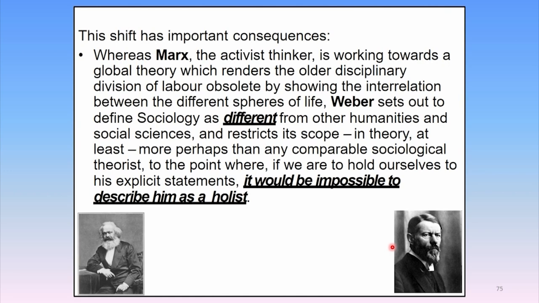If you look at Weber, he sets out to define sociology as a science that aims at interpretive understanding of social action, in order thereby to arrive at a causal explanation of its course and effects. That's why he tried to branch sociology out from other disciplines within humanities and social sciences, and thereby attempted to restrict the scope and ambit of sociology, at least in theory, more perhaps than any comparable sociological theorist, to the point where we are to hold ourselves to his explicit statements. It would be impossible to describe him as a holist.